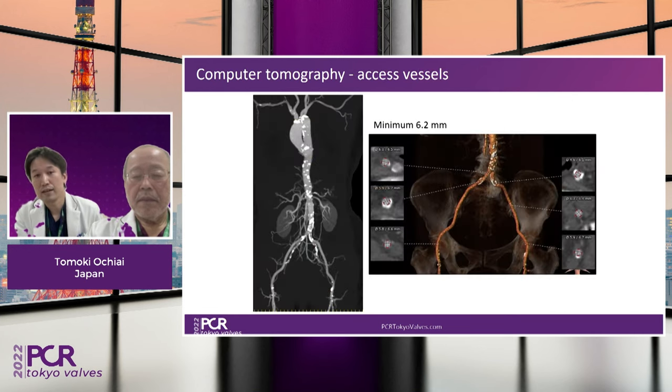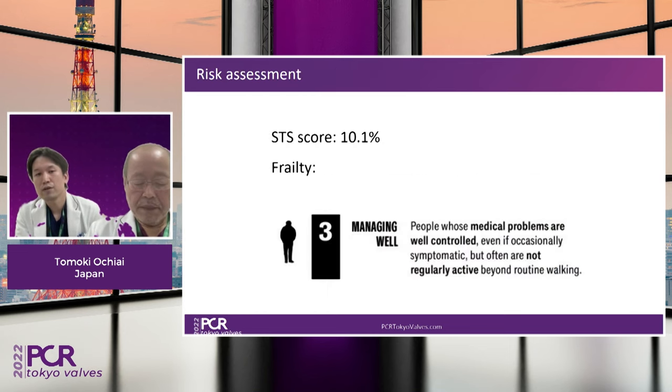There is a lack of tortuosity in the aorta, and her iliofemoral arteries are large enough to accommodate the TAVI delivery system. Her STS score was 10.1%, and she was managing well in terms of frailty.